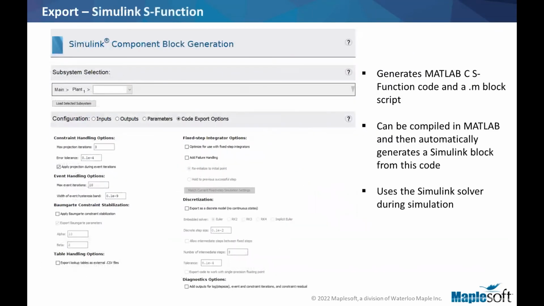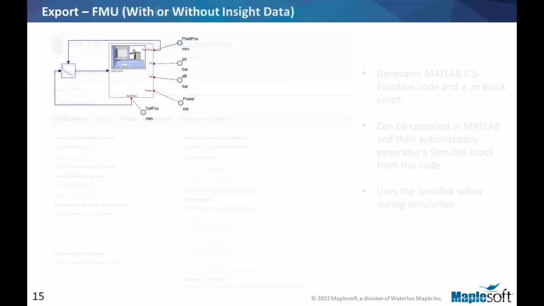A more specific one is if you're looking at Simulink S-Function, we have an app that will also generate a MATLAB C function code and a .m block script, and it'll just then create the block for you in Simulink. In this case, it does use the Simulink solver, small distinction between some of the other export options. But this does exist. And then probably what's more interesting for the automation space is working with these FMUs.